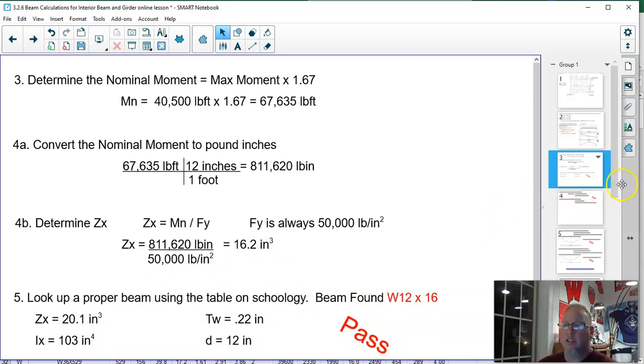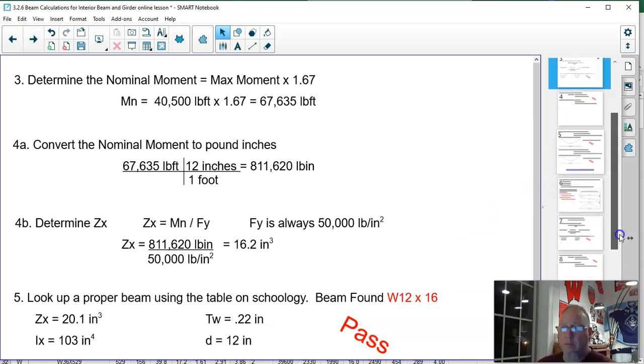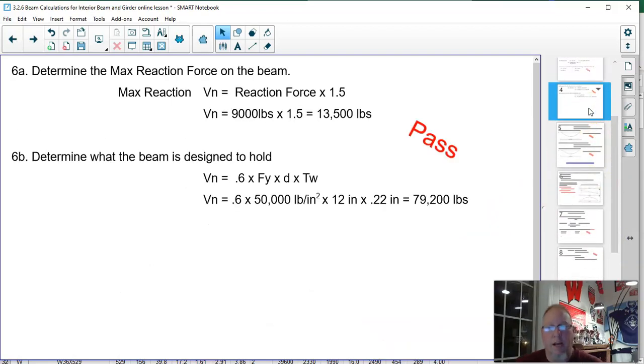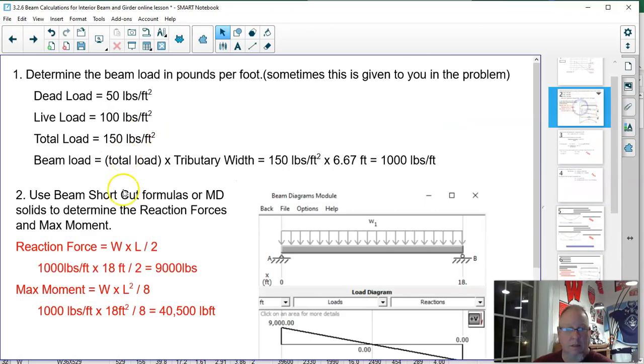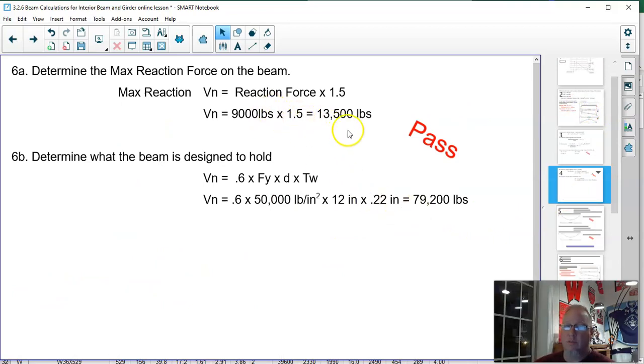Test number 2 is to check the shear strength. That means that when the beam would break, does this beam hold up? So in order to do that, you're going to find your reaction force. The reaction force is what we calculated back here in step number 2. Right here, 9,000 pounds. So you're going to take your reaction force and increase it by 50%. So 9,000 increased by 50% is 13,500 pounds. That is a real number. That is assuming some magical load of 50% greater than what I thought it would be is going to stand on top of my beam.